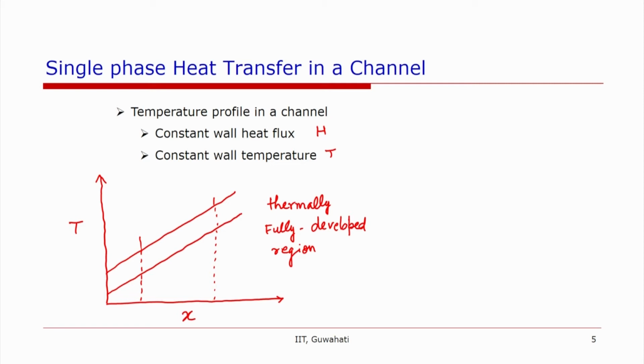So, the upper line is for T wall and the line below is T bulk, and we can see that they are parallel to each other and the slope of these lines can be found by writing the heat balance equations. So, the temperature of the wall and temperature of the fluid both increase linearly and the difference between them is constant everywhere for the fully developed flow case.